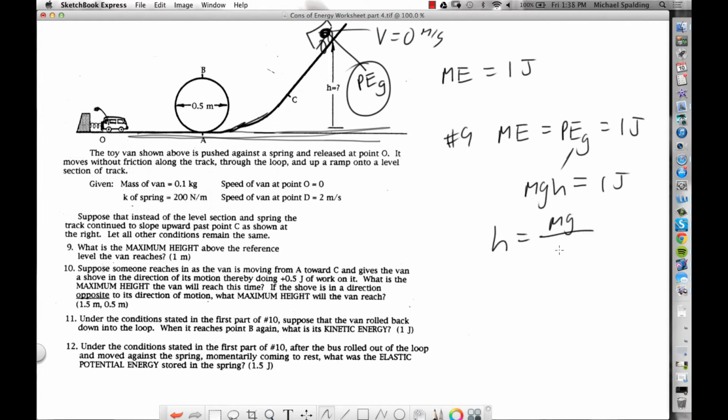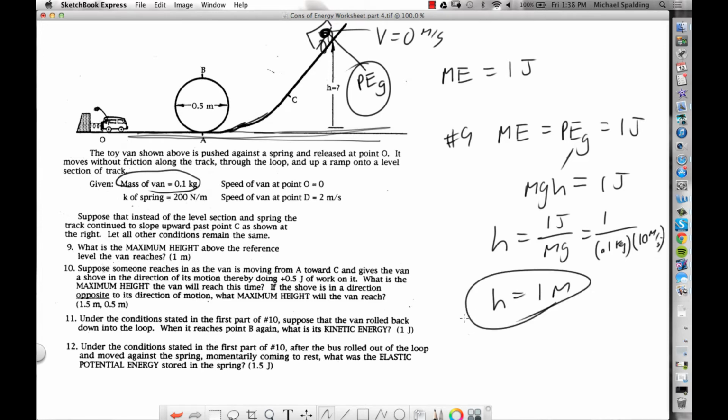So H is going to be, I'm sorry, not mg, it's going to be 1 over mg. 1 joule over mg. So that's going to be 1 over the mass of the van, which is 0.1, over here. Mass of van is 0.1. And then gravity is 10. So this gives us H equal to 1 meter, which is the answer right there.